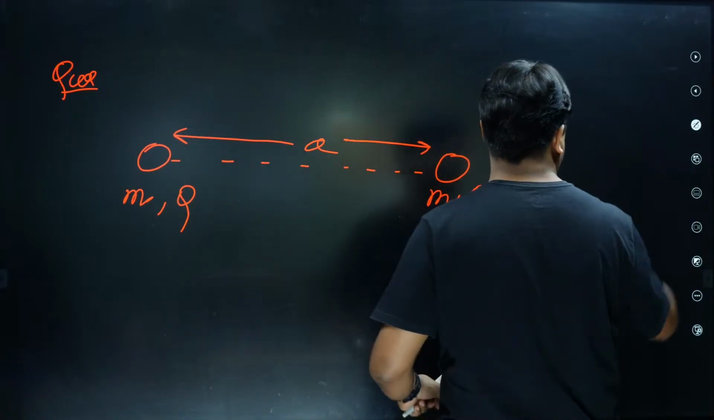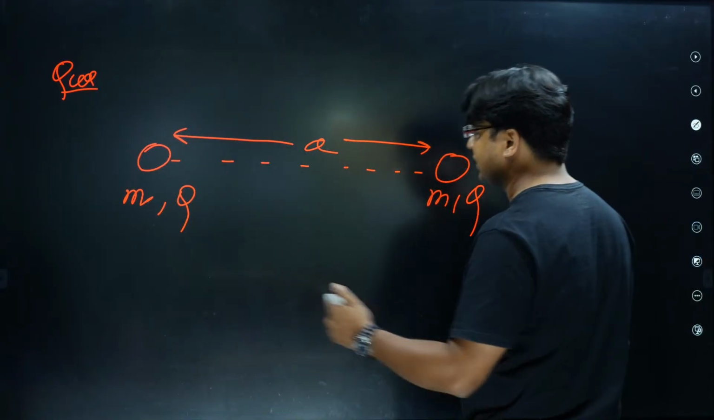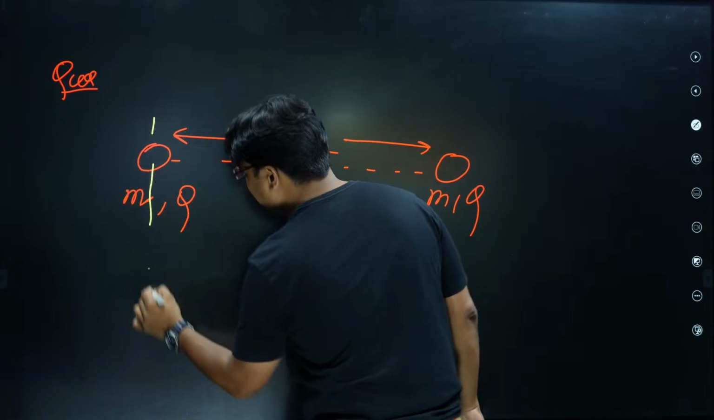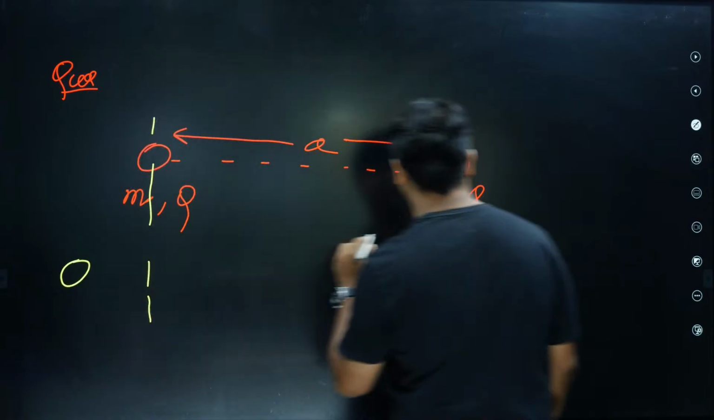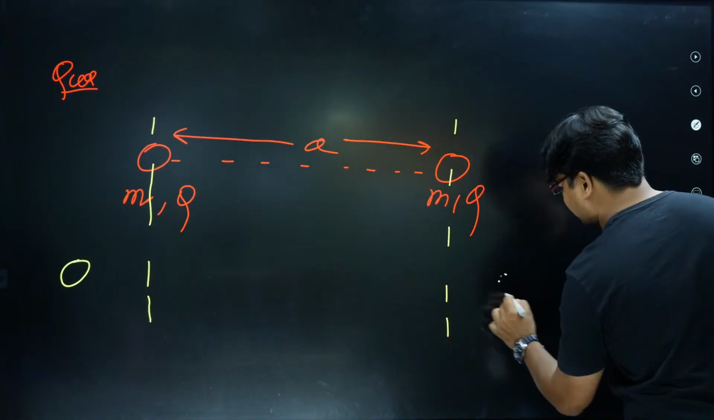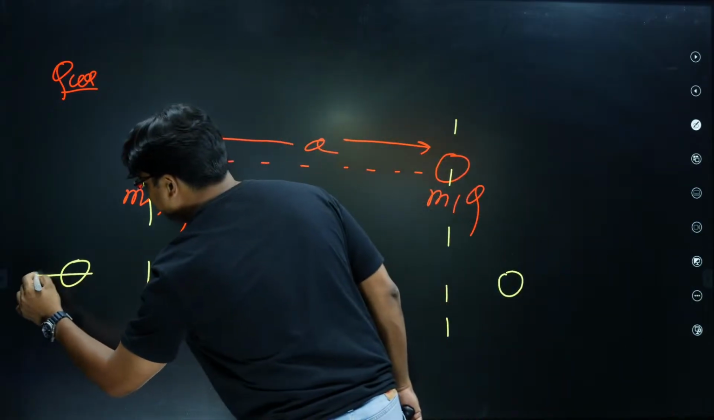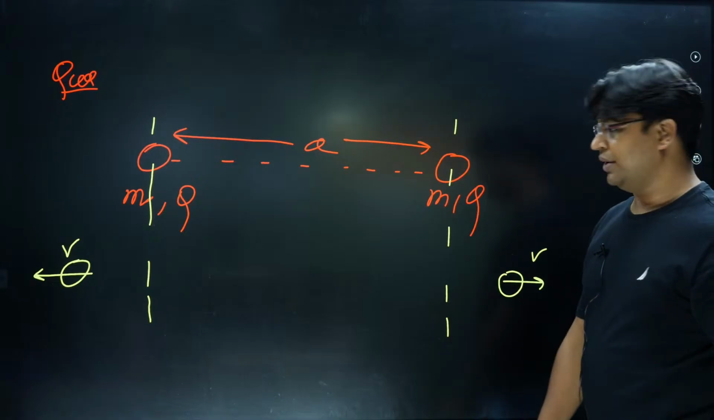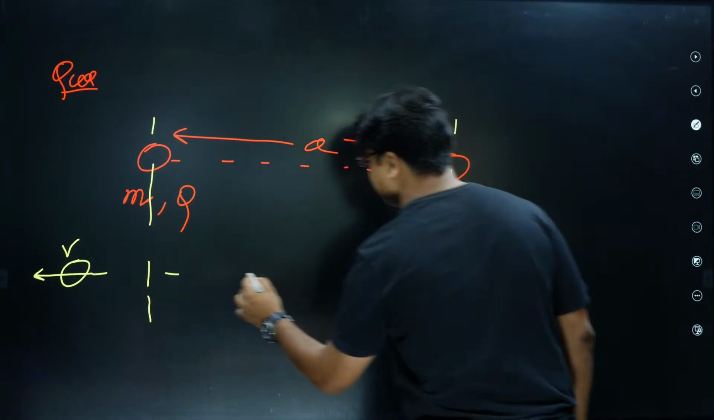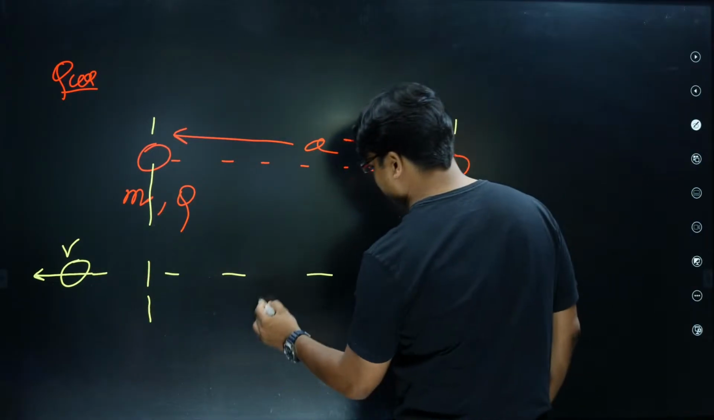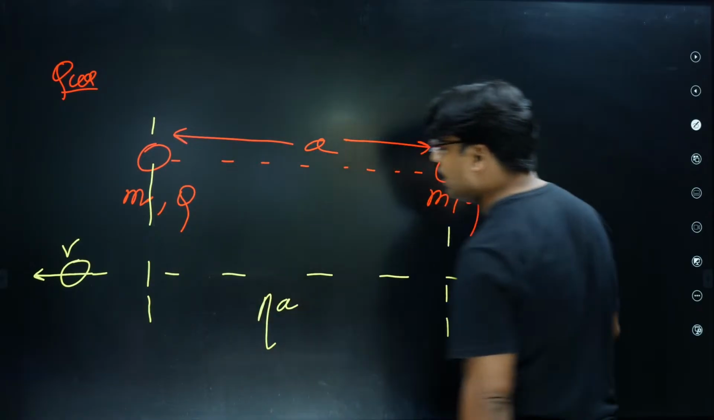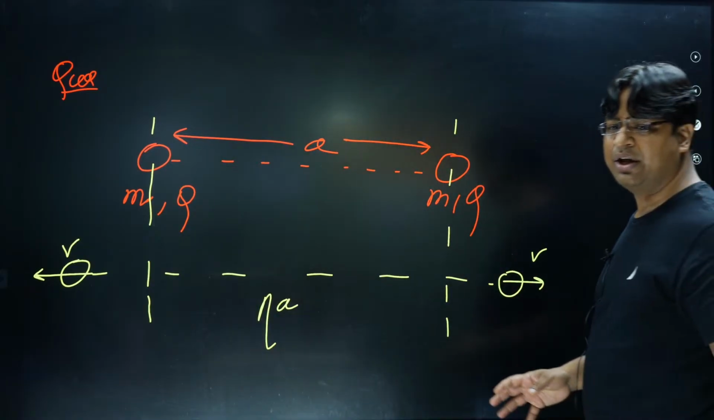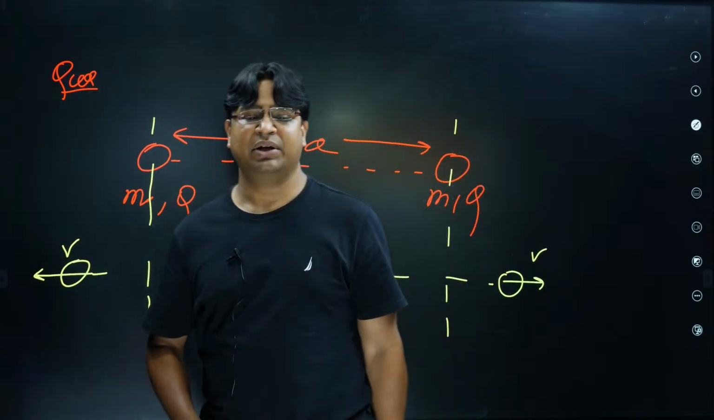So after a while, we will see that the particles are moving. If this particle would have traveled some distance, then the other particle would also have traveled some distance. If this particle is traveling with the speed v, then this particle would also be traveling with the speed v. Now let's say the distance has changed to eta times a. So we may be asked the value of v. Again, we can write the work energy theorem and get the value.